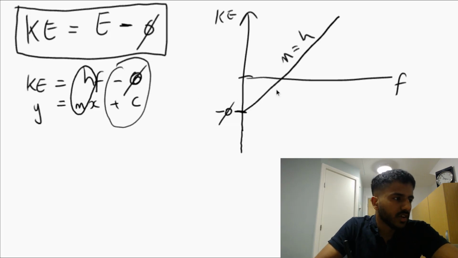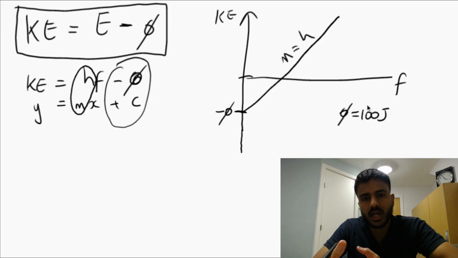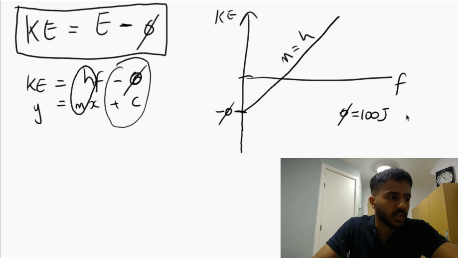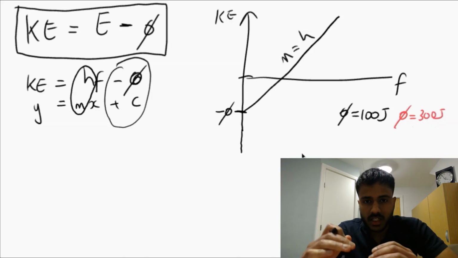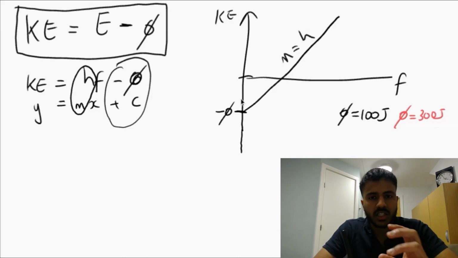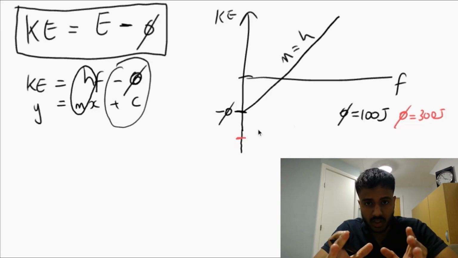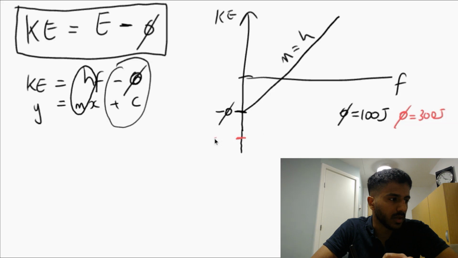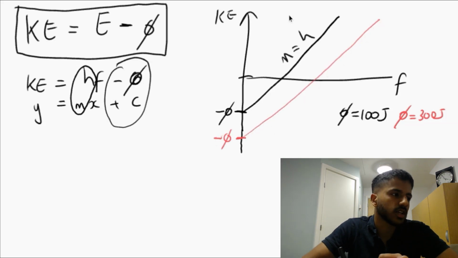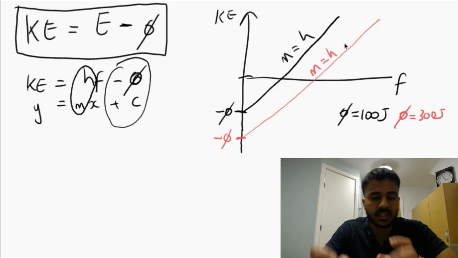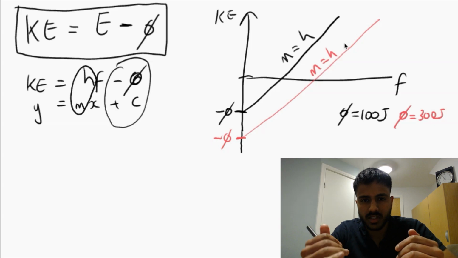So let's say this graph here was if the work function was 100 joules. Well, what does it mean now if I change my metal and let's say the new metal had a work function of 300 joules? Now all I'm changing is the work function, so the only thing that will change in this graph is the y-intercept. And because the magnitude of the work function is increasing, this value here will be more negative. So you're going to see a graph that looks something like that. And notice it will have the exact same gradient as the other one, because Planck's constant is a constant.